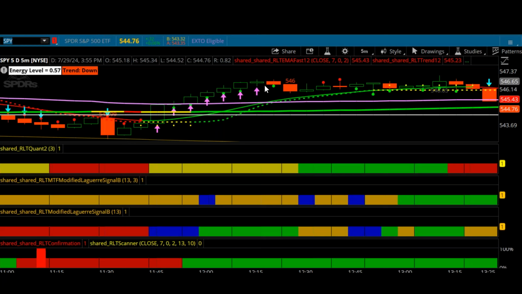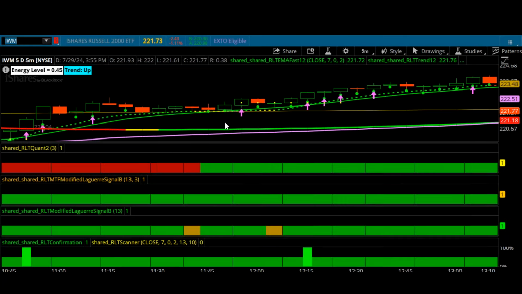Moves up pretty nicely. Then you get out of here, of course, and take it off. There's the IWM. There's another one. You can see these setups, right? See the compression. See it's gone to green. It goes yellow to green.